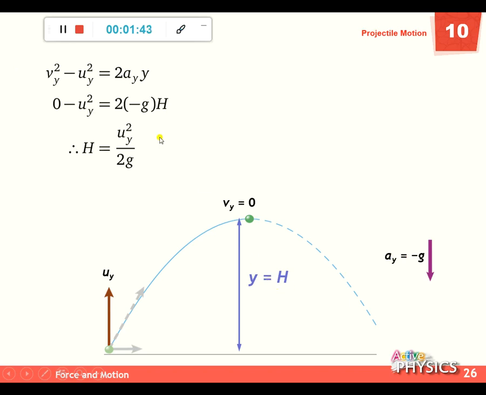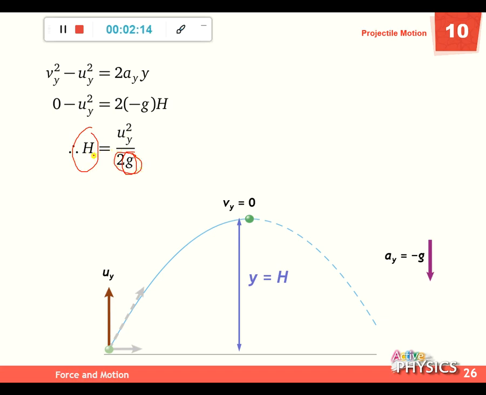Now look at this equation. Vy, you know that should be 0. uy will come from the given value. a should be negative g. By using this equation, you can find it out. And once again, you can notice that in order to find out the maximum height, what should you do? g, I think you should know should be 9.81, no change. This part should be a constant.